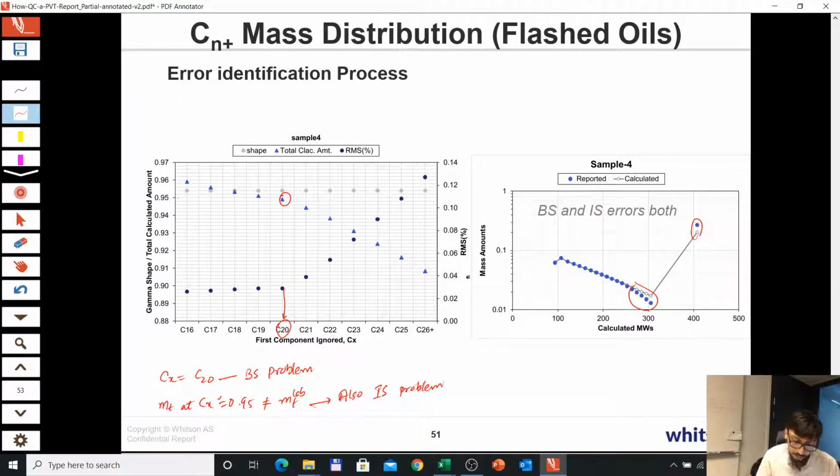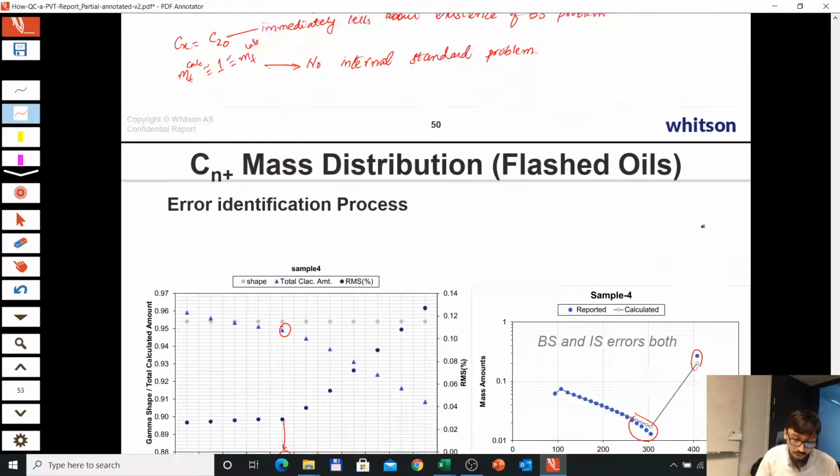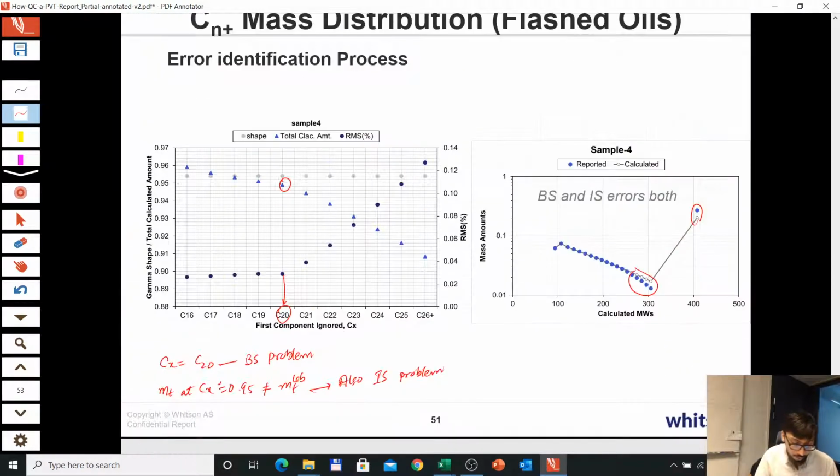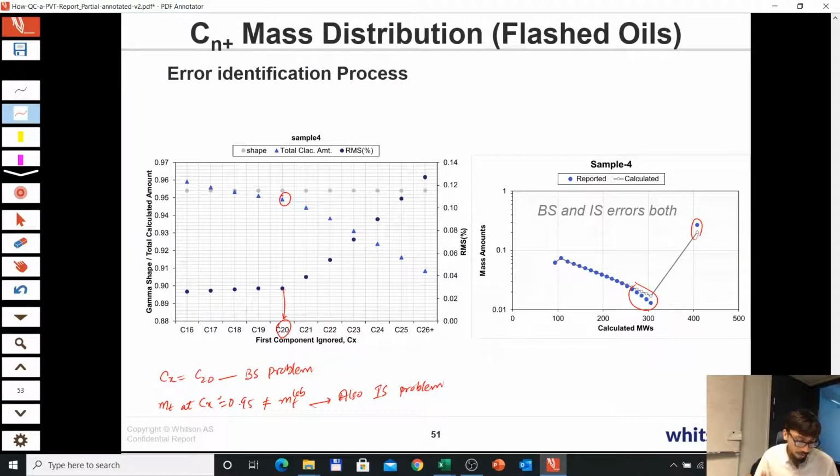Okay, and here the mismatch in the amount of the heaviest fraction is not just because of the baseline shift problem, the mismatch in these areas, but also the mismatch in the total area. So when we wrote this equation here, we introduced the error in this term, and this caused an error here. But now in this fourth sample, we also have an error due to the total area. So that's how we identify the problem.